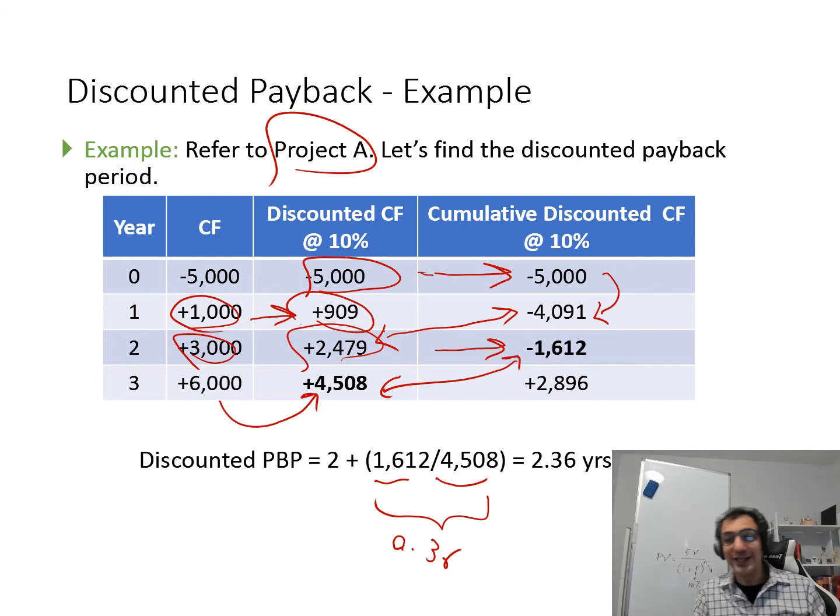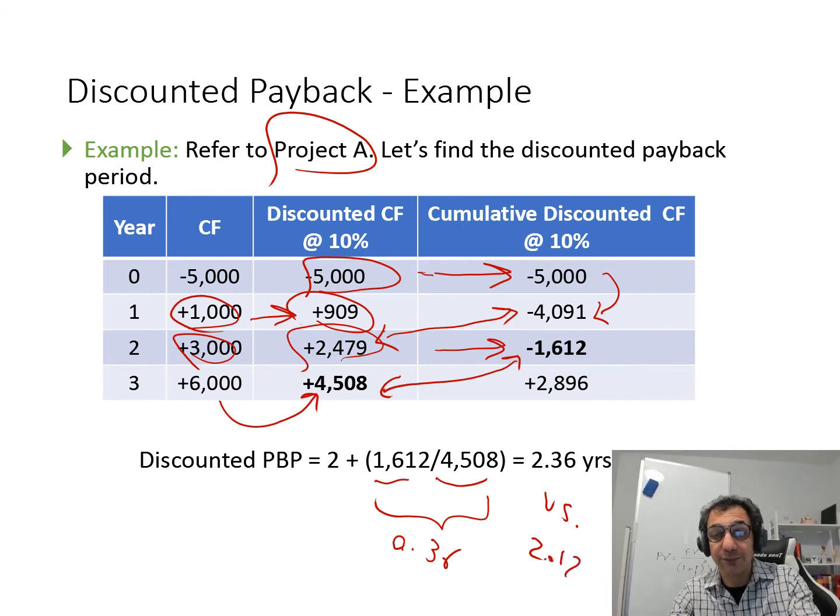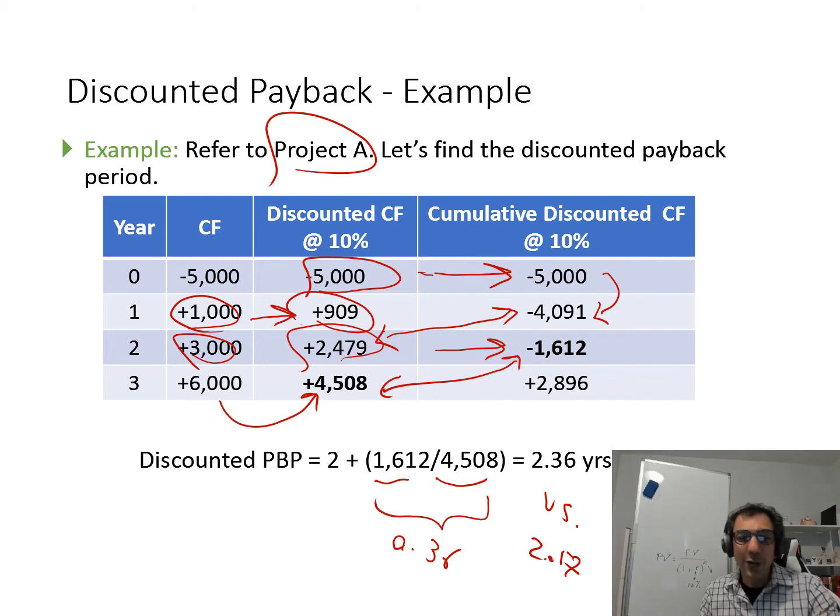And for sure, as you notice, this is longer than the payback period. For project A, I believe the payback period was 2.17. So you can compare this with the 2.17, which was for the payback period. You see, the discounted one is longer. And this is normally true. If you have normal cash flow, cash outflow followed by some cash inflows, your discounted payback period will be longer than the payback period. Why? Because you're discounting all these cash inflows, which means you are getting smaller numbers. So again, your discounted payback period will be longer than the payback period.